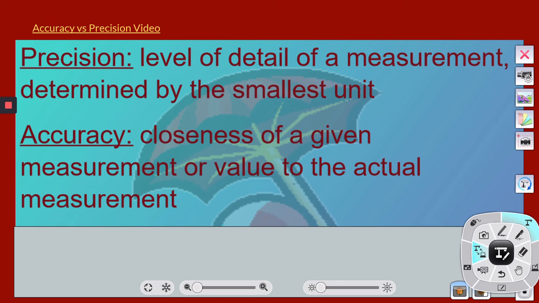Generally speaking, the smaller the unit that we're measuring in is more precise than a larger unit. But accuracy is actually getting the value we're supposed to. Okay?